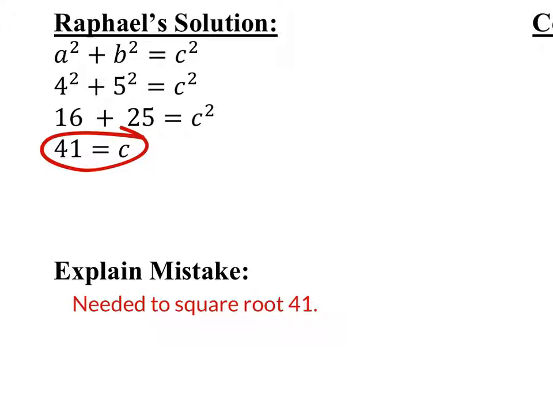Raffi needed to square root the 41 at this point because it would have been c squared. So continuing, we can square root c squared and also square root 41. And we see that c is the square root of 41. This can't be simplified, so that's the answer right there.